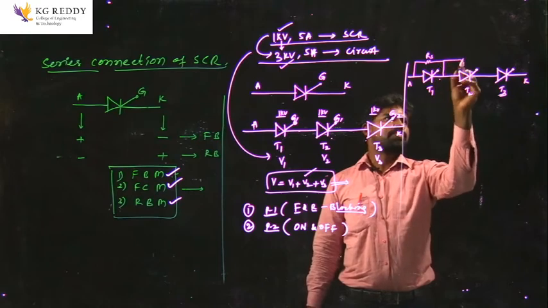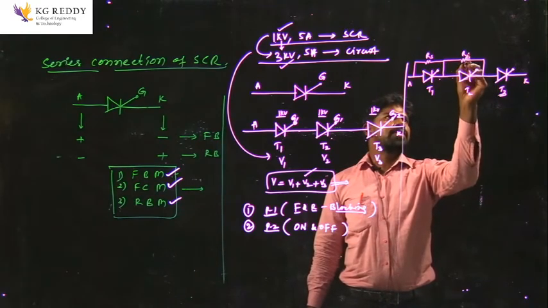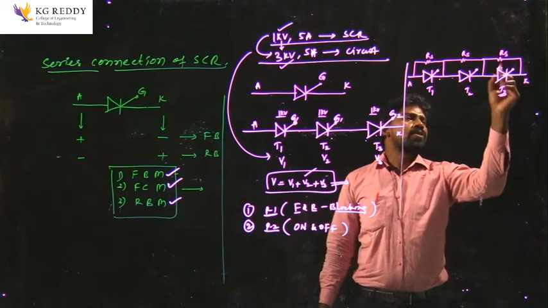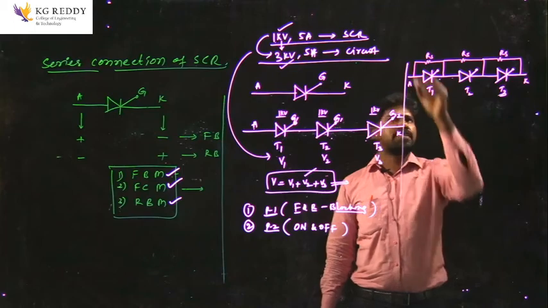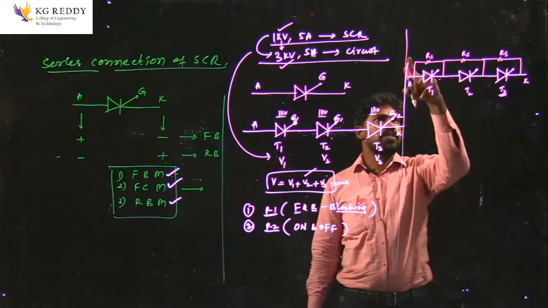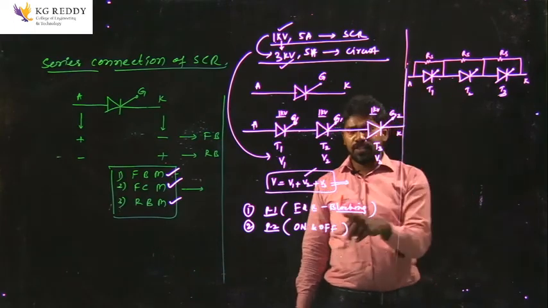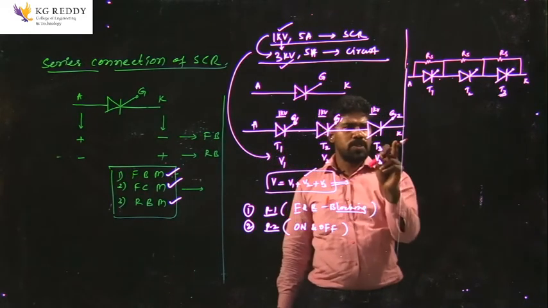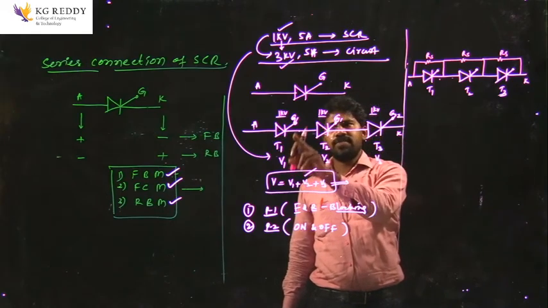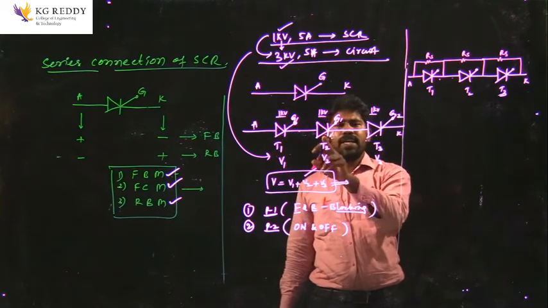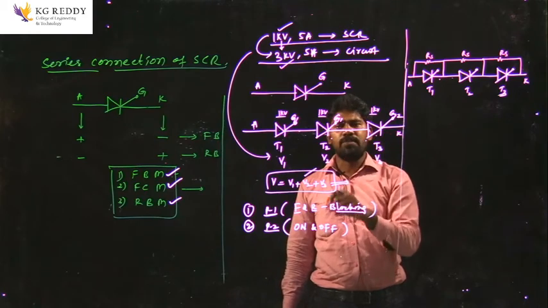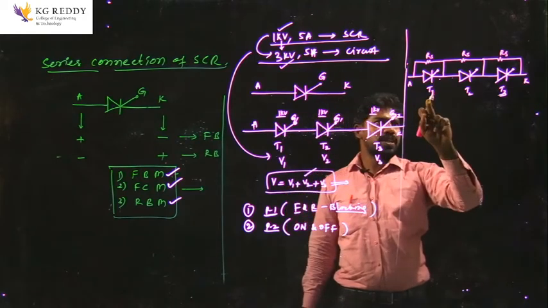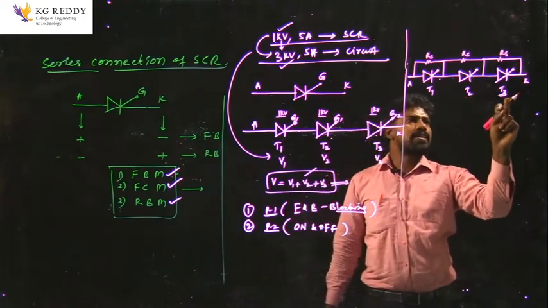See here, this is the equalizing resistance RS and this is the equalizing resistance RS. Why am I going to connect this equalizing resistance across the SCR? Because I am facing this problem. Even though the anode is positive with respect to the cathode, one SCR is going to trigger, and the remaining two SCRs may be damaged because of overloading. Suppose T1 triggers, then T2 or T3 may be damaged.